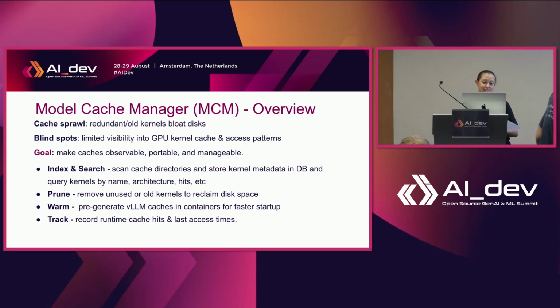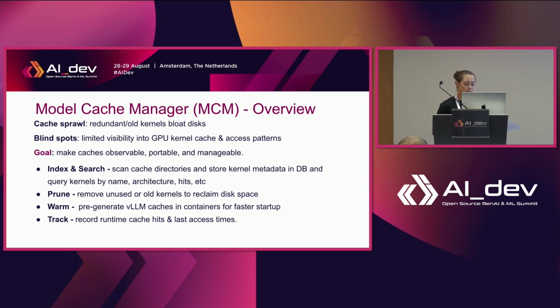Firstly is indexing and search, so that it's essentially capable of looking at a cache directory either from Triton or vLLM. It builds up a database of metadata on all of those kernels, which you can then query by name, by architecture, by age, by number of hits, and so on. It also provides you with the capability of pruning out the caches that you no longer want, need, or use, based on the same filters as the search parameters that I just mentioned earlier on.